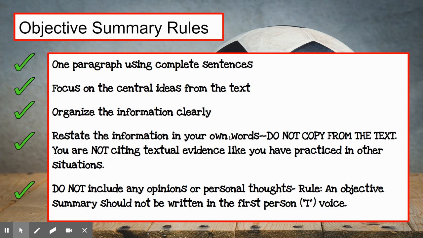So objective summary rules, let me go through those, and this will be on your slide as well. It's usually one paragraph using complete sentences. It focuses on the central ideas from the text. You organize the information clearly. Unlike your author portrait, this does have some type of organization. It's not all over the place. You want to restate the information in your own words. Do not copy from the text at all. You're not citing text evidence like we normally do, but this is your own words. And then finally, do not include any opinions or personal thoughts. The rule is an objective summary should not be written in first person using I anywhere in that paragraph. So keep I out of it.